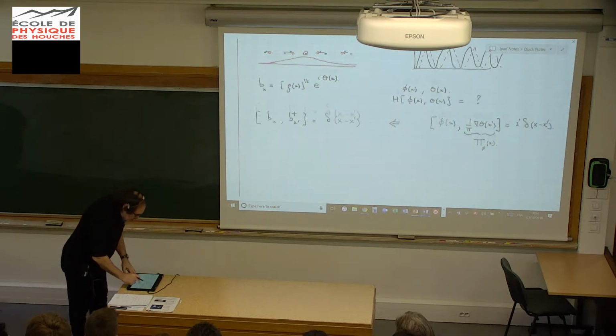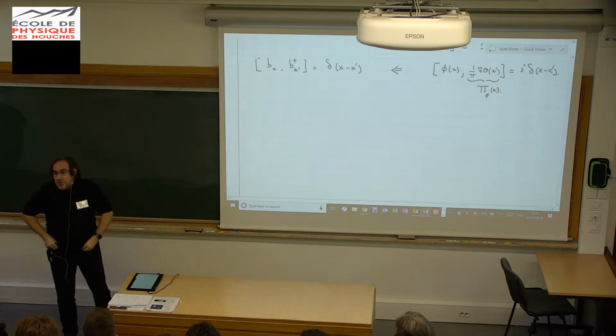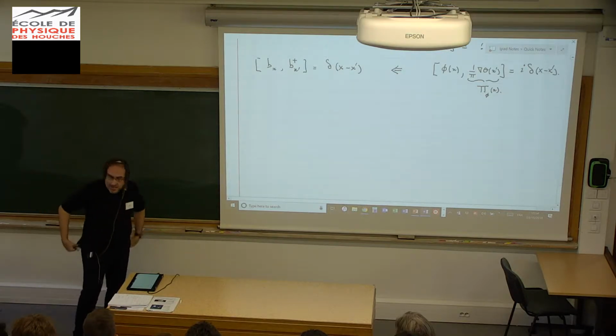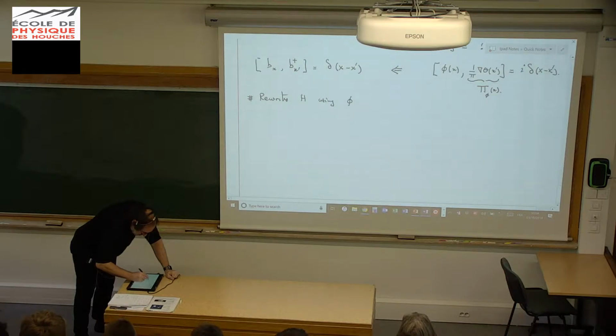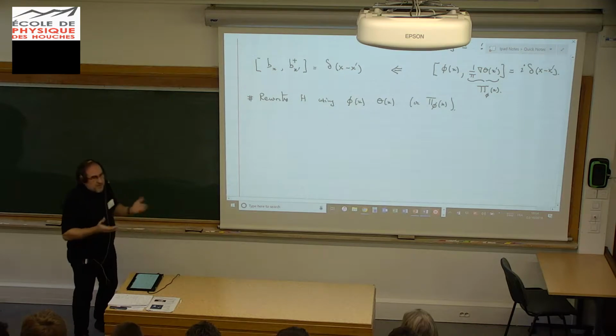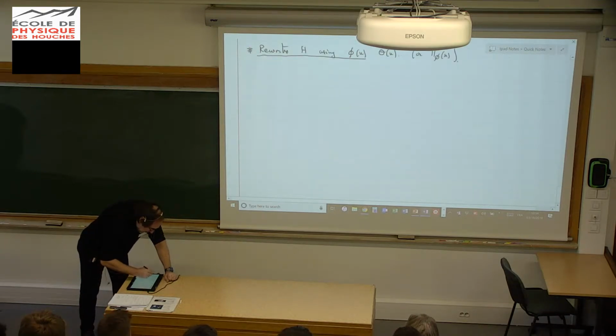Now, let me try to rewrite the Hamiltonian. Remember, this is a complicated Hamiltonian. We don't know how to solve it in the boson language. So now let's rewrite the Hamiltonian using phi of x and theta of x, or pi phi of x, if you prefer. It's the same. Okay, so let's do the two parts, and let me do first the kinetic energy.